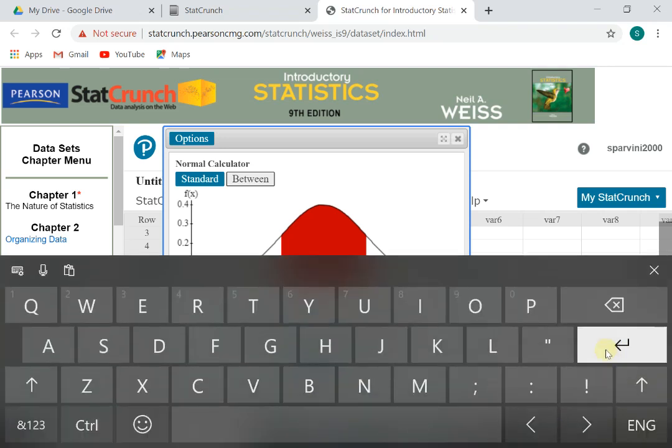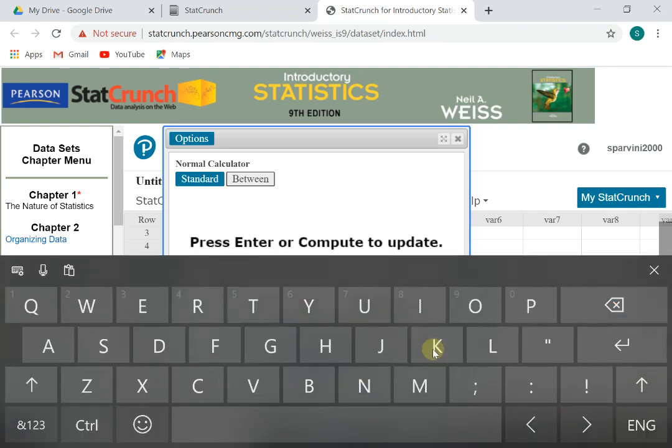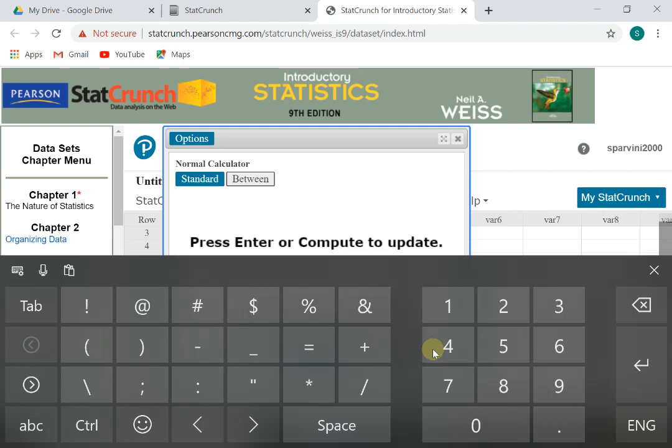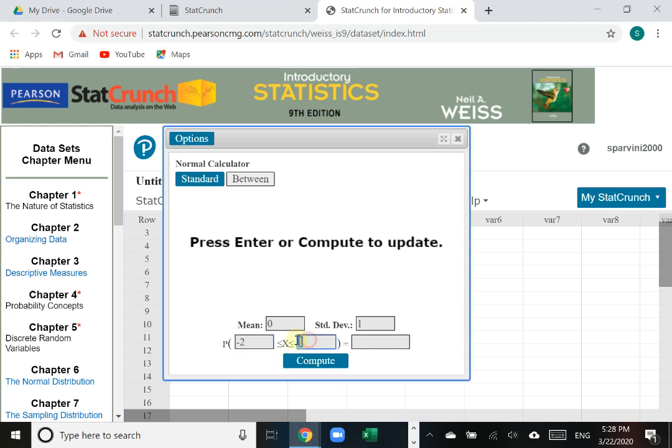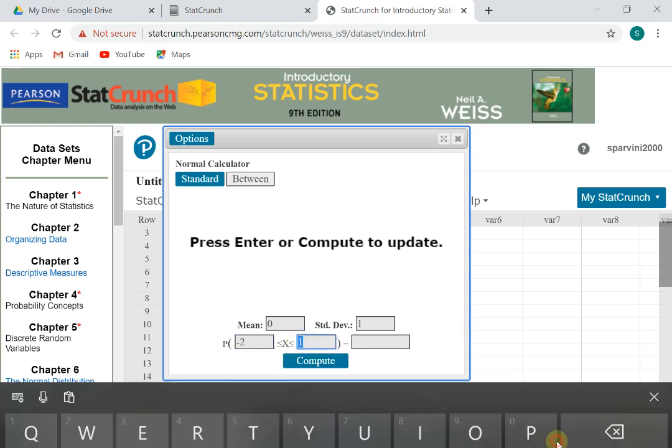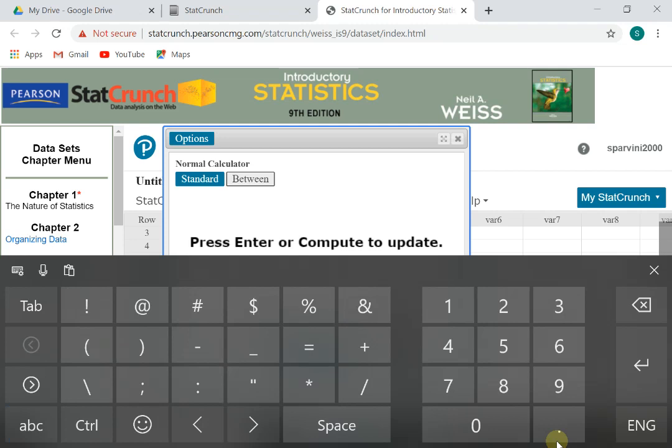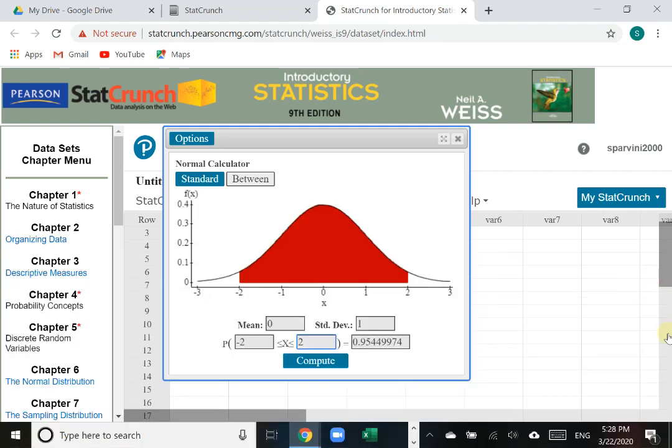I'll write them down for you, not verify them, but write them down for you later. This one, I'm going to go -2. Okay. And then this one, we're just going to type 2. Now I'm looking at 2 deviations above and below. Okay, and you can see 2 deviations covers about 95.4%.